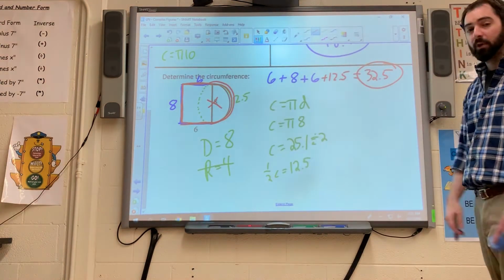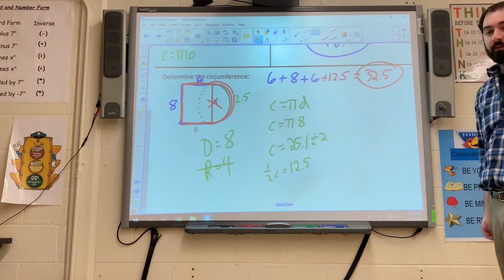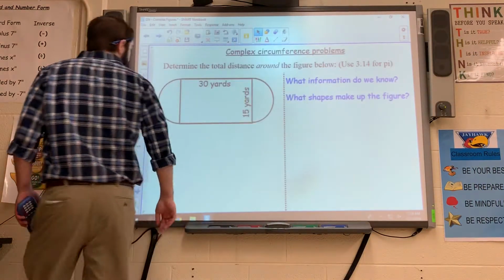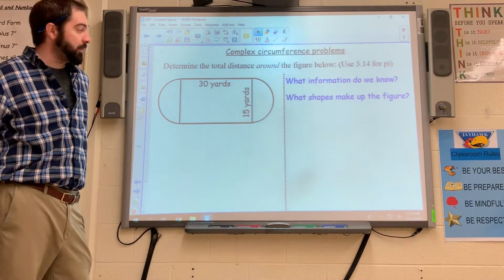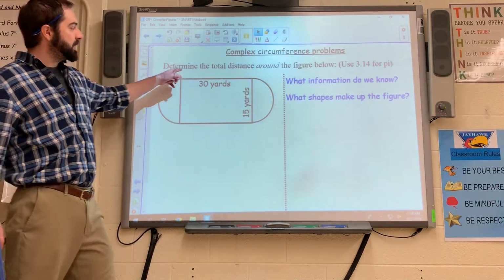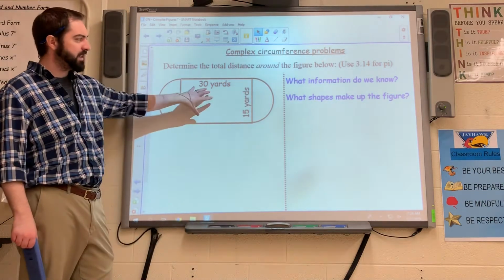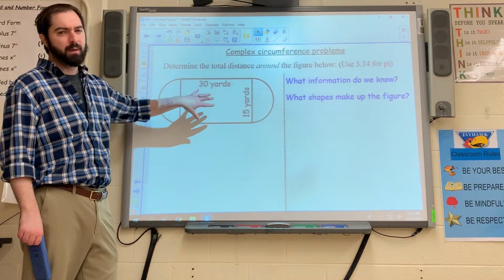Okay, again, make sure before you move on to the next slide that you have all your notes down. Last two, before we get into a couple trial problems. Determine the total distance around the figure. Well, very similar to what we just did. The only difference is now they're actually giving me something that looks a little bit more like the track.